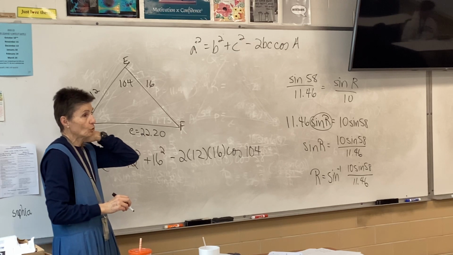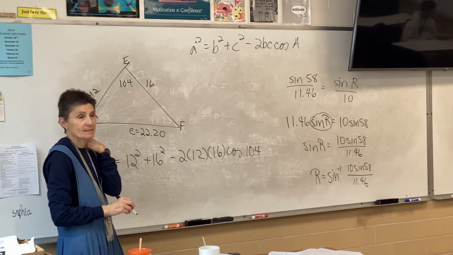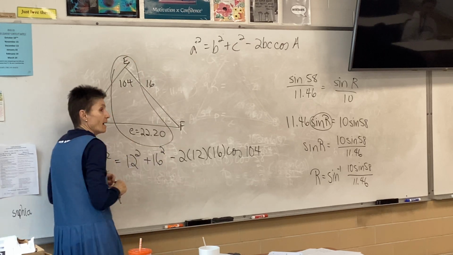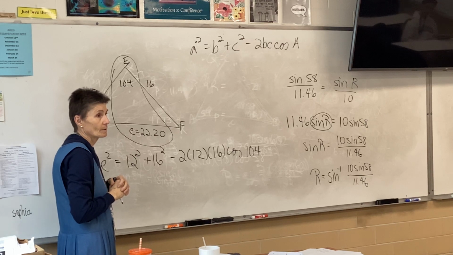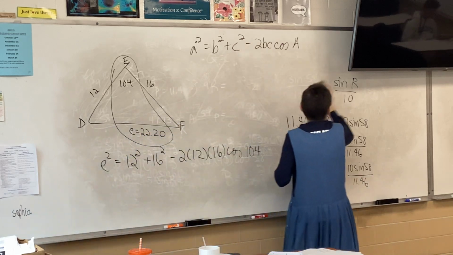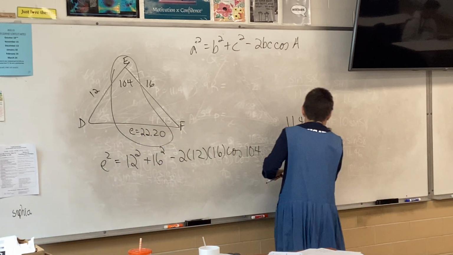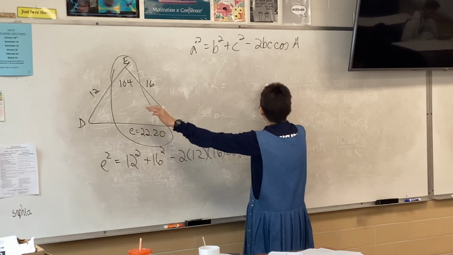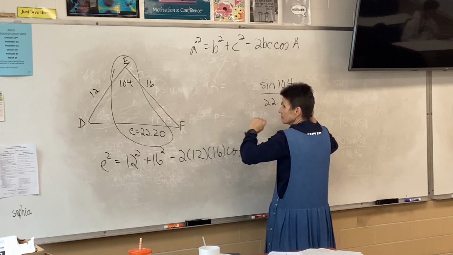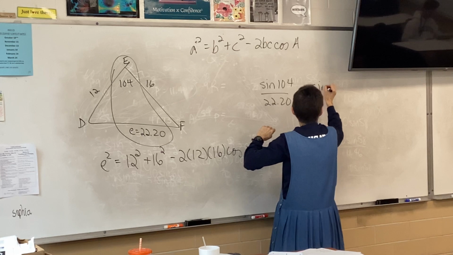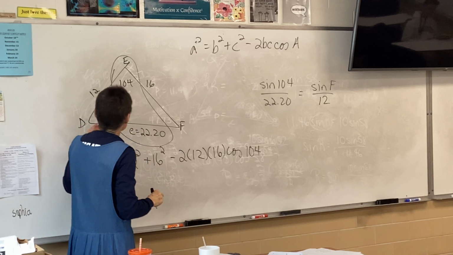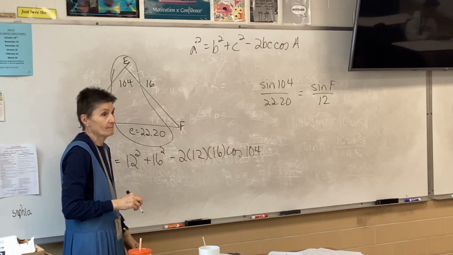Now, what's amazingly cool about now having side E? Now we can do the law of sines. And what will that look like? Sine 104 over 22.20 equals sine F over 12. Now, Abby chose to do sine F over 12. Somebody else might do sine D over 16.